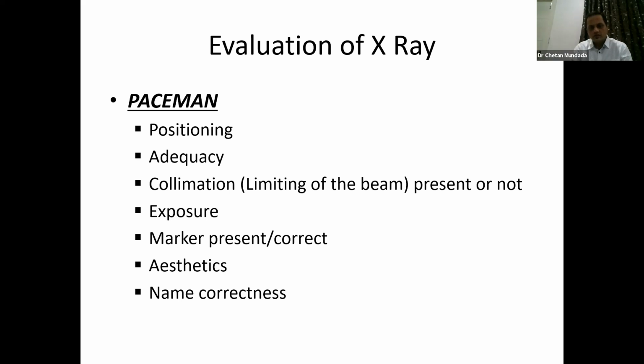So what is collimation? Collimation is limiting of the X-ray beam to the particular area of interest, so that you don't take an infantogram when you are required to take a chest X-ray, which is very commonly seen in NICUs or in babies who are 1 or 2 years old. So the whole beam is basically exposing the child to the whole area. So you have to make sure that there is a collimation which is appropriate. Exposure, whether it is underexposed or overexposed, because that can also lead to misinterpretation in chest X-ray.